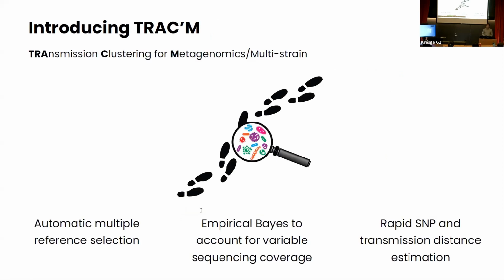And so this motivated us to come up with a new method, which we've called TRACM, which roughly stands for Transmission Clustering of Metagenomics or Multi-Strain Samples. What it does is automatically select the reference genome you should align to, so it decides what reference genomes should be within your sample. It uses an empirical Bayes method to account for variable sequencing coverage along the reference genome. And then we have a rapid SNP and transmission distance estimation step that takes those estimates and estimates the likelihood of transmission between two people.